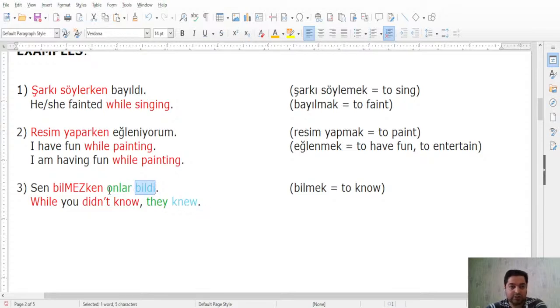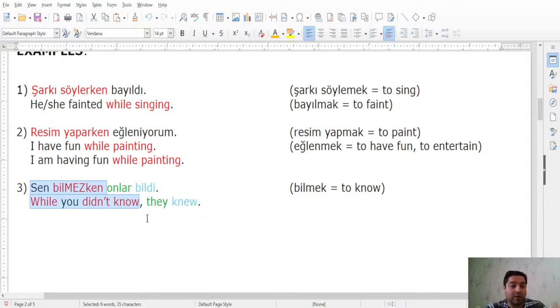Bildi, they knew. So this part, onlar bildi, is completely second structure of the sentence. And sen bilmezken means while you didn't know. Okay. So why do we say didn't know while we don't have tense here? Because the tense comes from the action verb, main action verb, which is onlar bildi. Okay. You see, bildi is in the past tense. That is why we translate this sen bilmezken as while you didn't know, not while you don't know, which is also, by the way, okay.